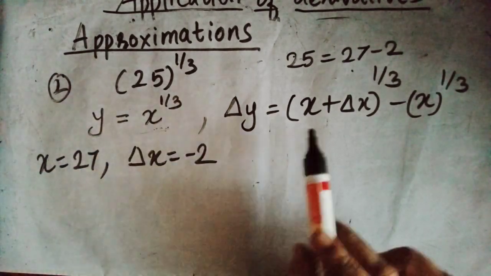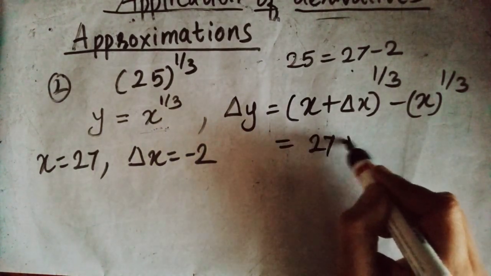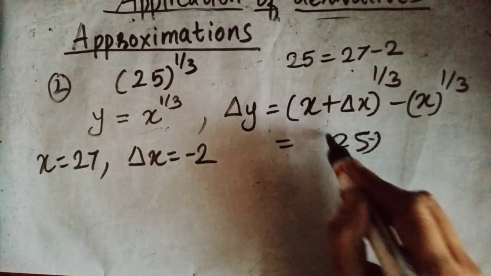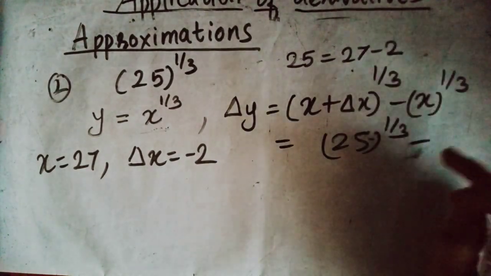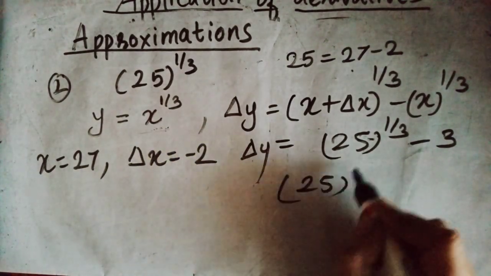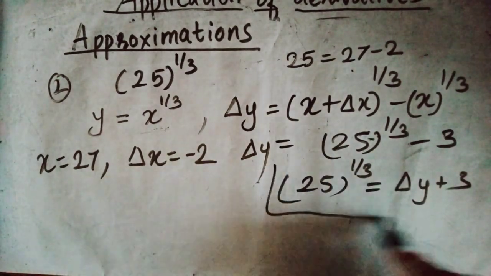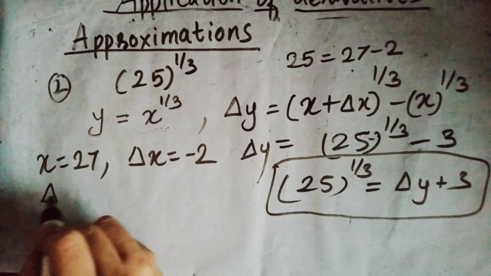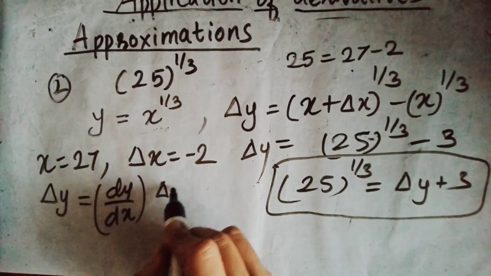Both these terms you put here. So this will be 27 plus minus 2, that is 25 only, 25 raised to 1 by 3, minus 27 raised to 1 by 3, which is 3, right? From this you will get 25 raised to 1 by 3 equal to delta y plus 3. Now you find the value of delta y using the equation delta y equals dy by dx into delta x.